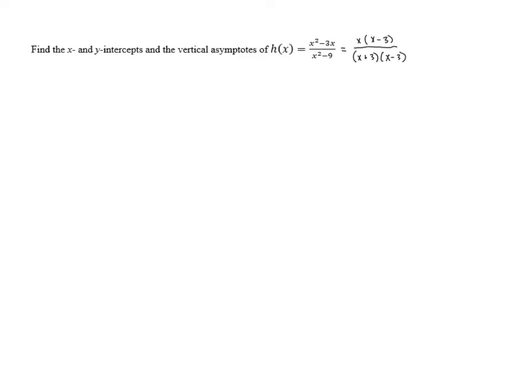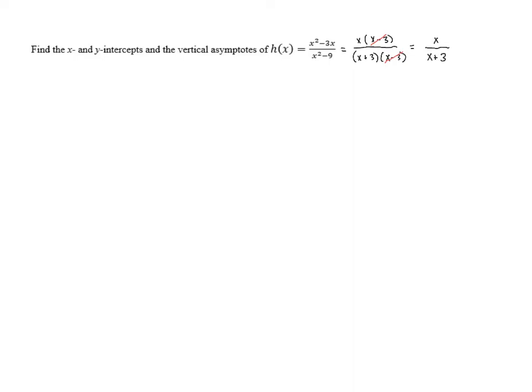And an interesting thing happens here. We have an x minus 3 in the numerator and the denominator, and those factors can be canceled, leaving us with a simpler version of the function, x over x plus 3. So now we're going to look at the simpler version when we're looking for asymptotes and intercepts.